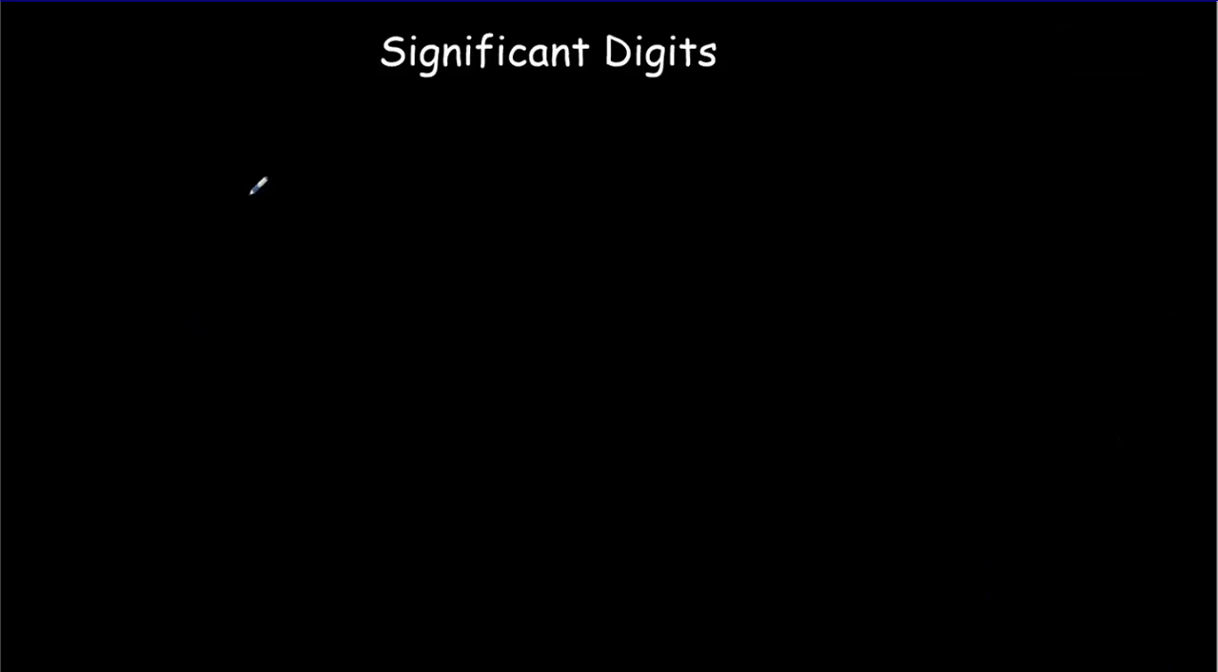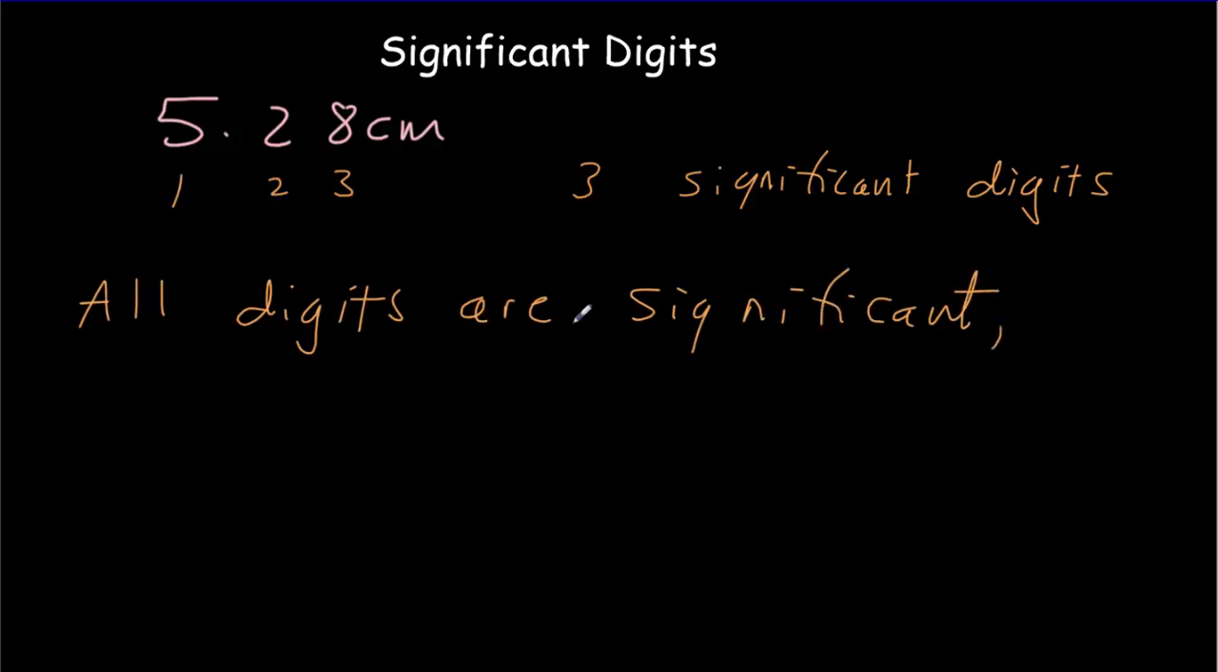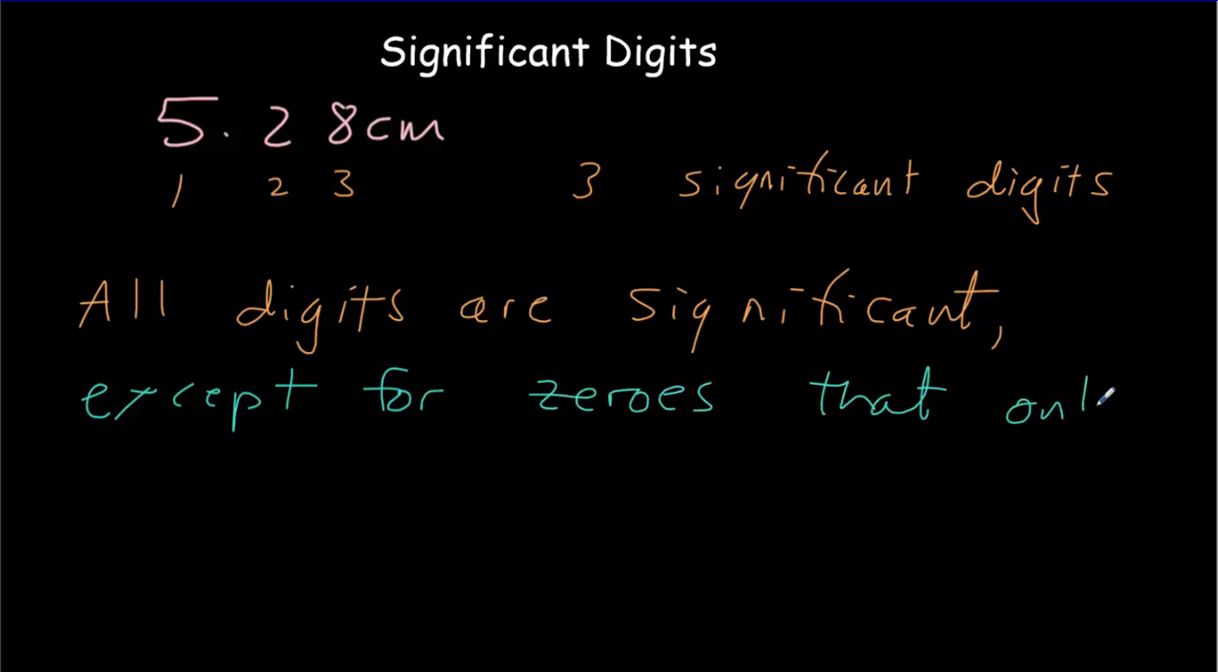So when we write down a measurement, let's say 5.28 centimeters, then we just need to count up those digits, 1, 2, 3, and that would be the number of significant digits. So this would be 3 significant digits. So generally any digit is significant, but there is one exception, and we kind of saw that already. So all digits are significant except for zeros that only act as placeholders.